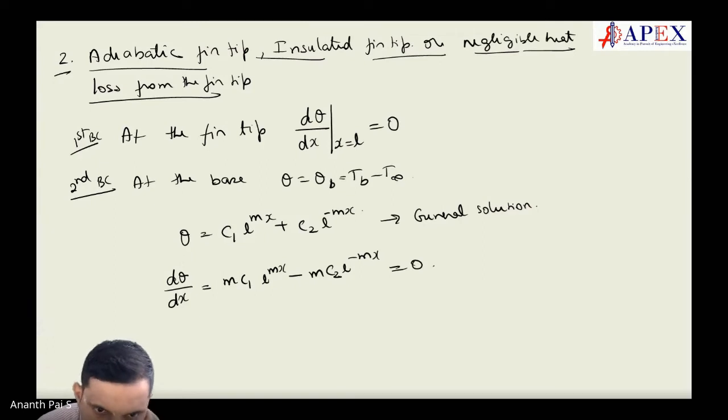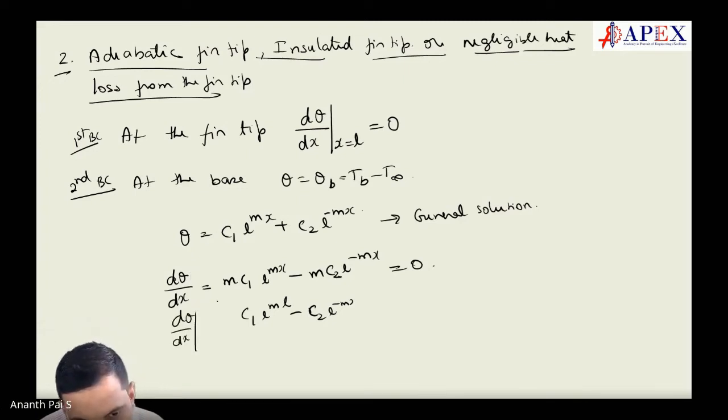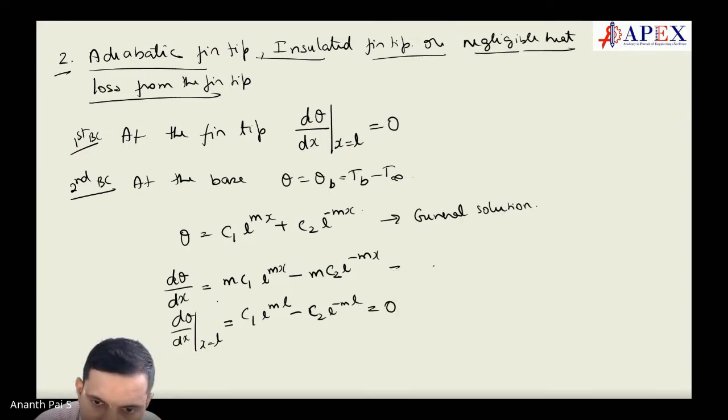So we have this one equation, c1 e power mx minus c2 e power minus mx, minus ml at x is equal to L. So x is equal to L. So ml, or I'll write here d theta by dx at x is equal to L, is equal to c. Fine. So this is the first boundary condition.